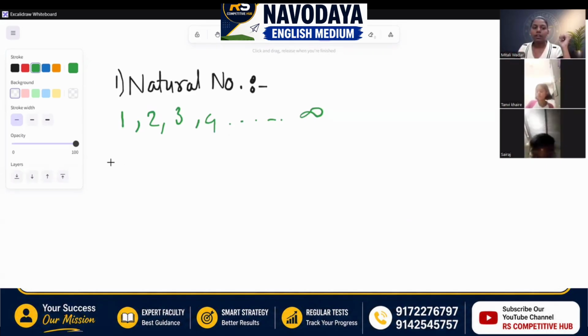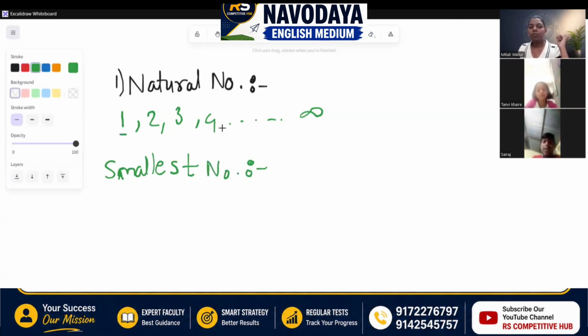Do you know which is the smallest number from one to infinity? One, one digit. Why? Because a one-digit number is smaller than a two-digit, three-digit or four-digit number. So why are we considering one as the smallest number? Because we start counting in the natural numbers from one itself, right?